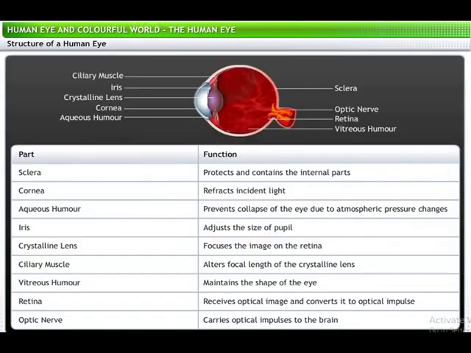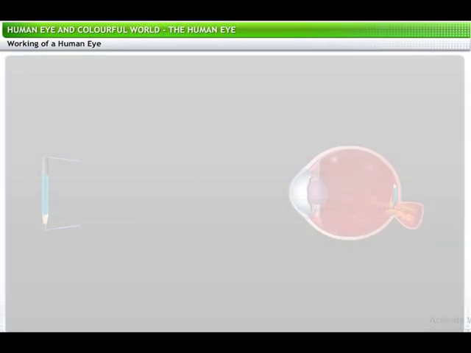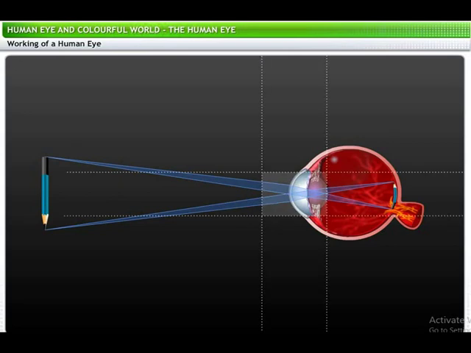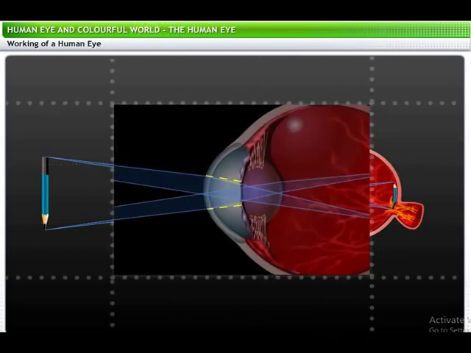Here is a quick summary of the various parts of the eye and their functions. Now let's see how these parts come together to help us see when we are looking at something. When light rays reflect from an object towards an eye, the cornea refracts these rays so that they are incident on the lens.